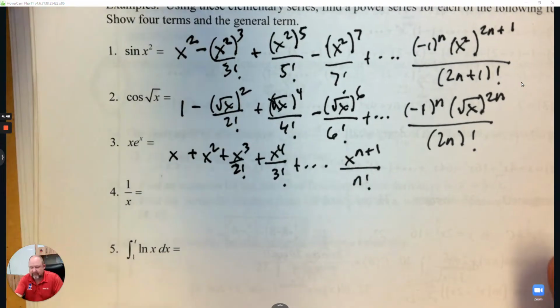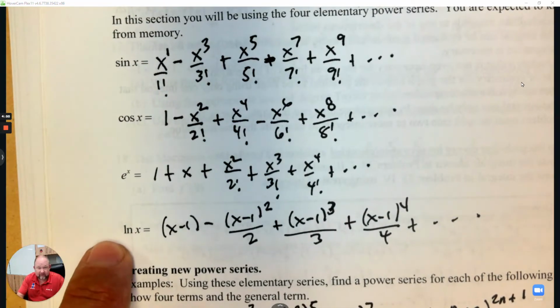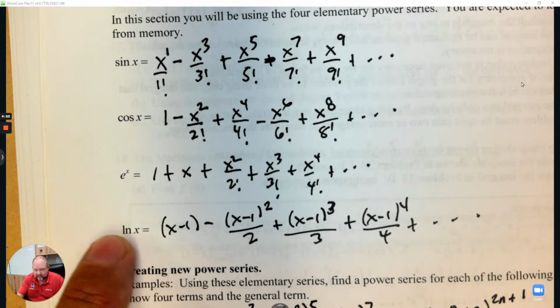1 over x. I don't see anything here that's 1 over x. So what's connected to 1 over x? And it's here, the derivative of ln x is 1 over x.